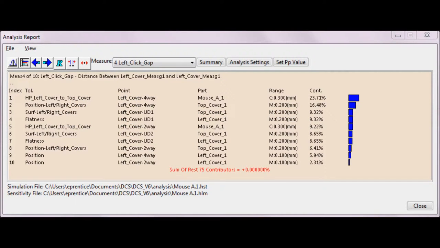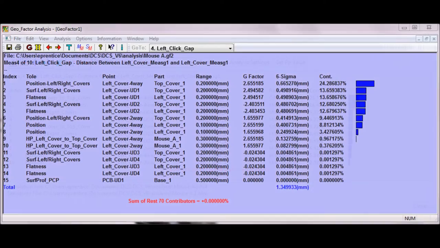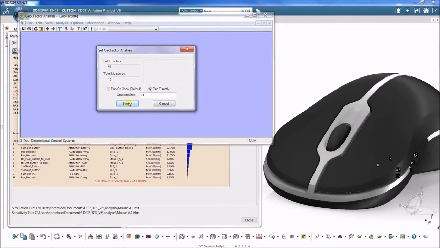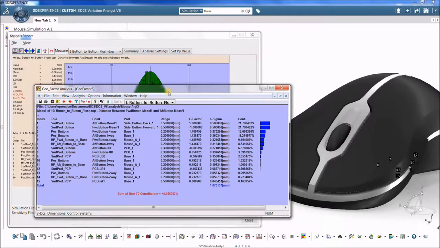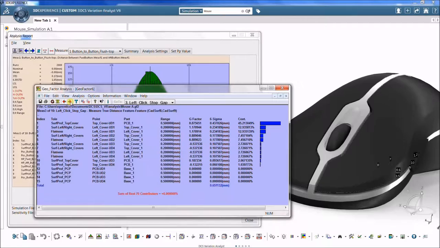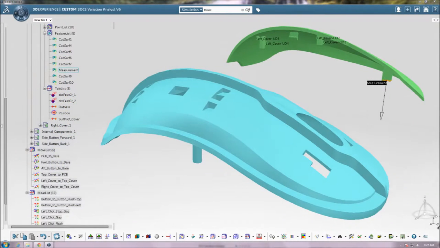Similar to the high-low median sensitivity analysis, GeoFactor examines the effect of each tolerance on a given measurement. Unlike HLM sensitivity, which analyzes the range of a tolerance, GeoFactor analysis examines the contribution of the tolerance based on geometric effect. To represent this effect, the result is given as a G-factor.